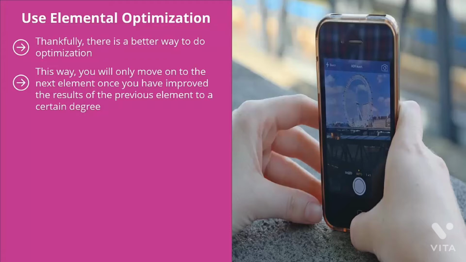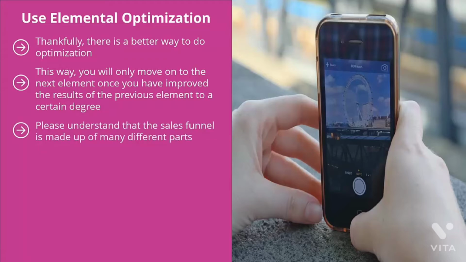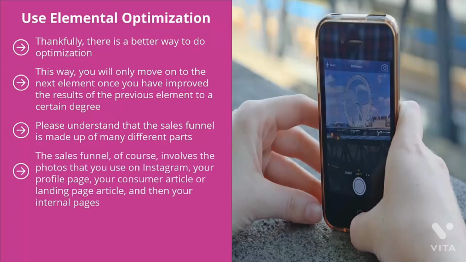Once you're happy with those improvements, then you move on to the next element, and then the next element after that. Please understand that the sales funnel is made up of many different parts. Each of these have different elements, but they can all be broken down into some common elements. The sales funnel, of course, involves the photos that you use on Instagram, your profile page, your consumer article or landing page article, and then your internal pages.